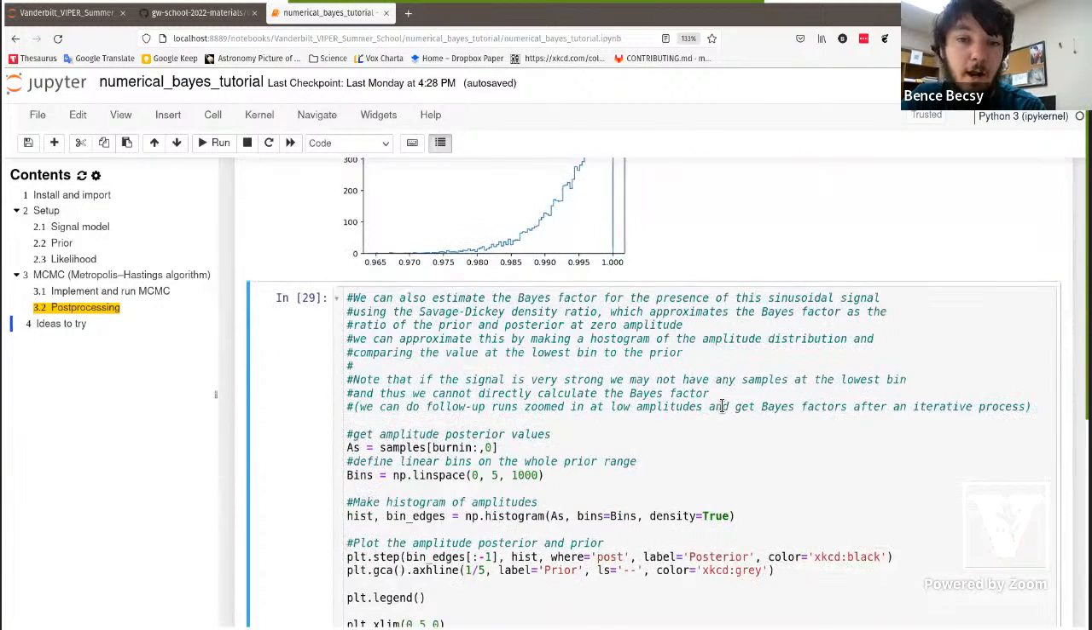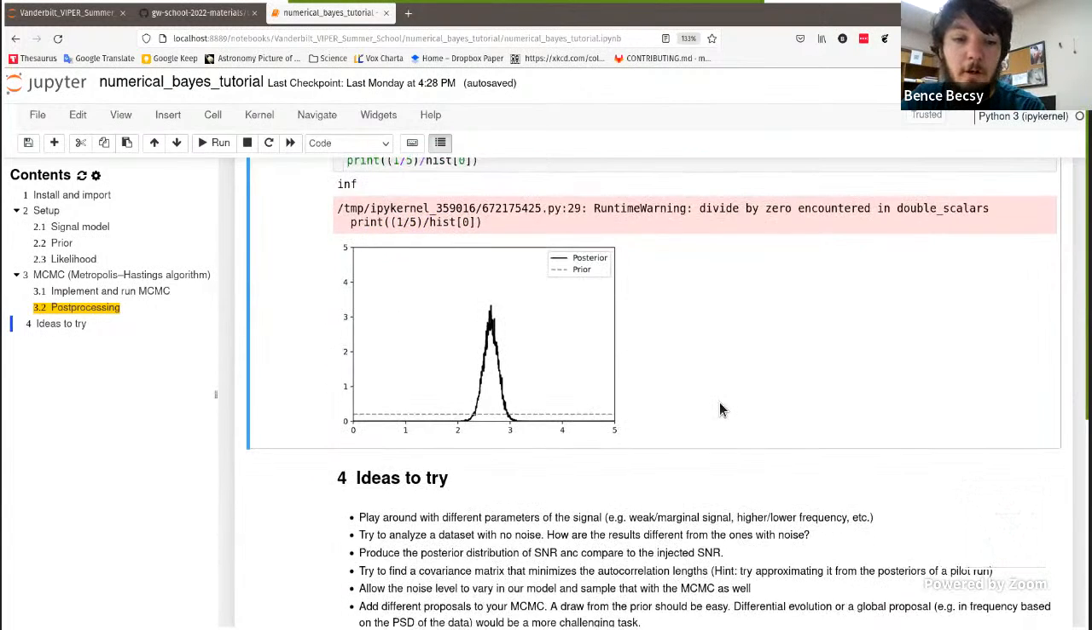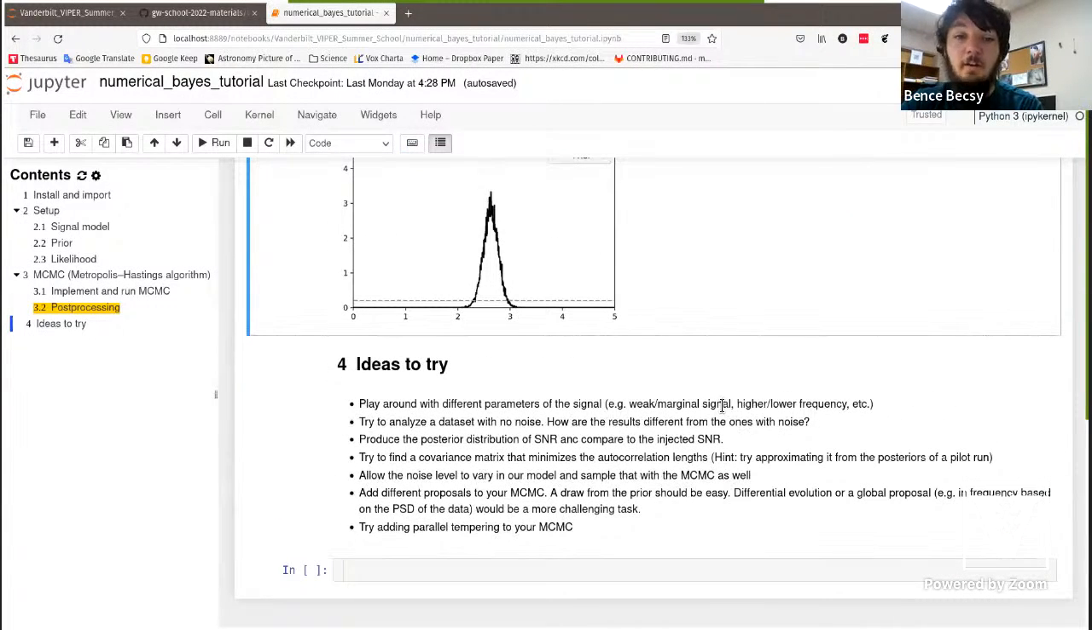So that's what I was hoping to cover here. I listed a few ideas that you can try with this notebook. There are some very simple ones, like playing around with the signal, having different amplitudes and different frequencies, and seeing how things change. You can also analyze a data set where there's no noise, just the signal itself, and see how the parameter recovery changes in that case.